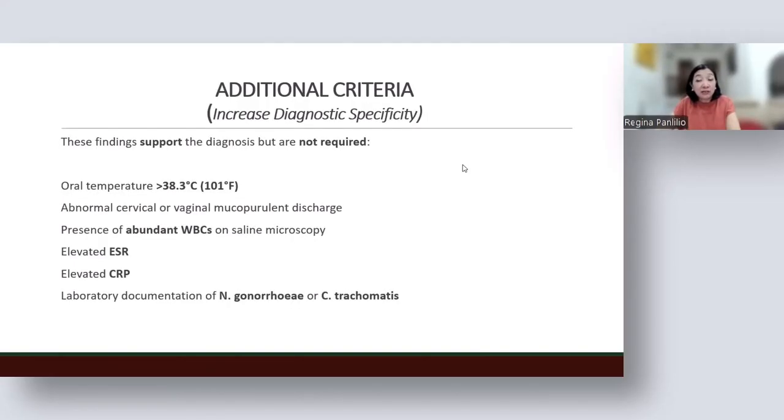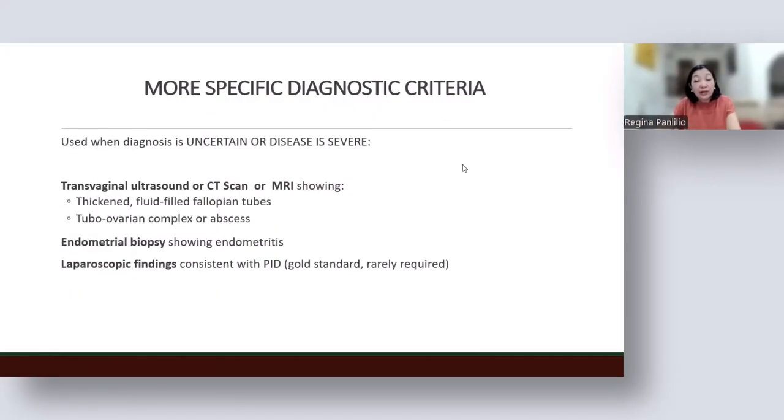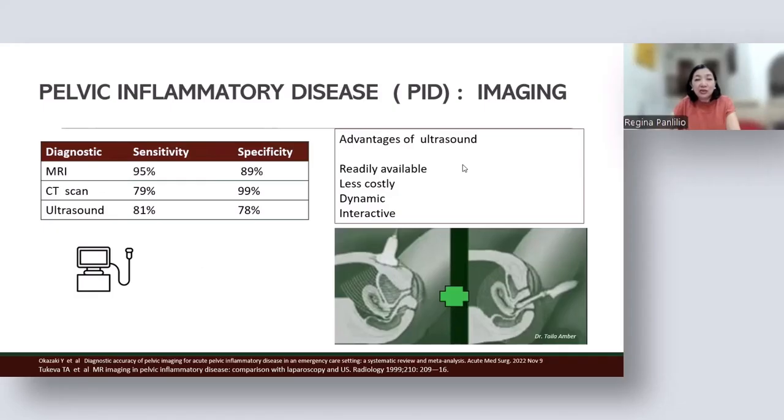While the minimum criteria are sufficient for starting treatment, the following can increase the specificity of the diagnosis. And in more uncertain or severe disease, we can do imaging modalities like transvaginal ultrasound, CT scan, or MRI. But endometrial biopsy may also show endometritis, and the gold standard is laparoscopy, but rarely is this required now because we have better imaging modalities. And while a transvaginal ultrasound has lesser sensitivity and specificity than MRI and CT scan respectively, it remains the first line imaging for PID because it has the advantage for pain mapping and for assessing the presence of adhesions.